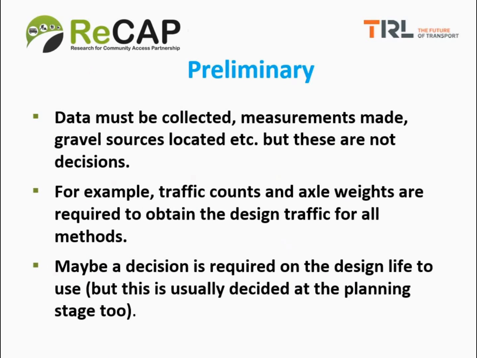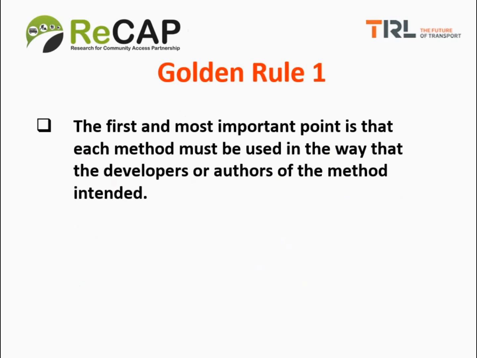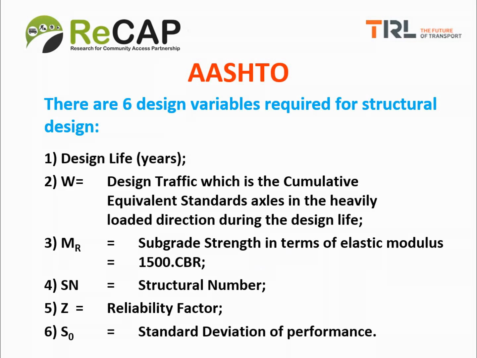For example, traffic counts and axle weights are required to obtain the design traffic for all methods of road design, not just the ones we're dealing with here. And maybe a decision is required on the design life to use, but this is usually decided at the planning stage too. So let me remind you of one of the golden rules that I mentioned the other day. The first and most important point is that each method must be used in the way that the developers or authors of the method intended. This is really quite important and mustn't be forgotten.